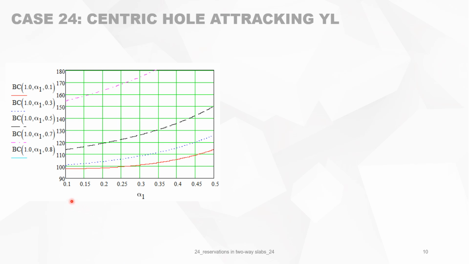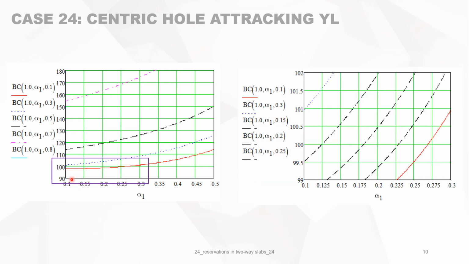We can now study the bearing capacity formula in another way. We keep alpha constant at 1, which is for a square slab, and alpha 1 we change from 0.1 to 0.5, and alpha 2 we change from 0.1 to 0.8, and you have those different curves. When it's more than 100%, that's fine, but when it's less than 100%, then we are interested in it, and we blow this up.